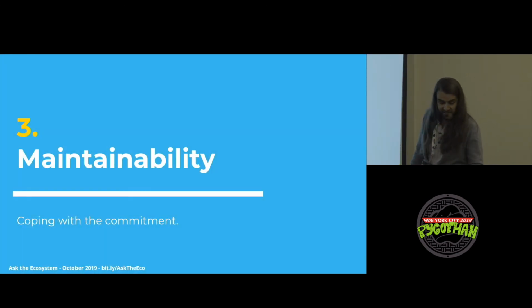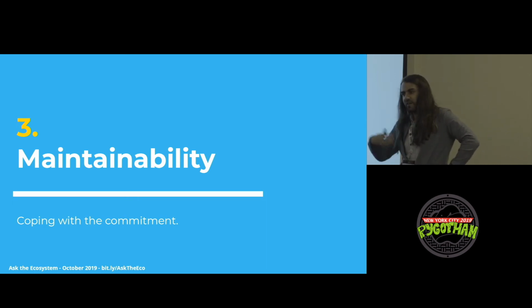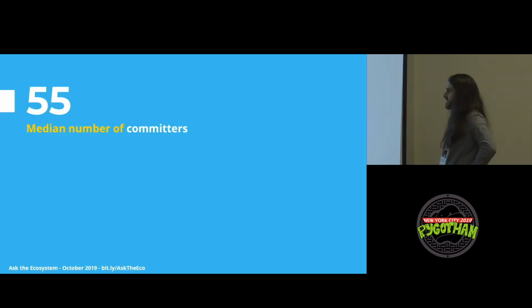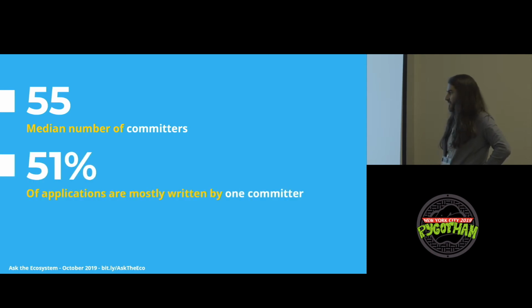You know, it is a lot of work working on open source. I just saw a talk about open source sustainability. And how do maintainers cope with the commitment of having a big, heavily used Python application? Well, the median number of committers on a project in the list is 55. And 51% of applications are mostly written by one person, going by commit count.